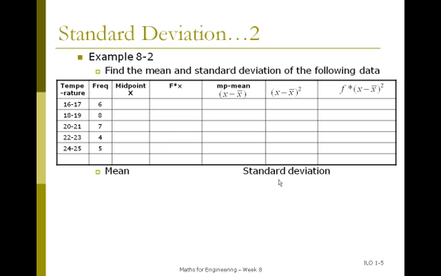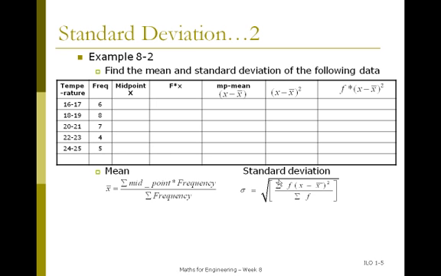So the formula for the mean, x bar, is equal to the sum of the midpoint times the frequency divided by the sum of the frequencies. And the standard deviation formula is equal to the square root of the sum of the frequency times the midpoint minus the mean, squared, divided by the sum of the frequencies.